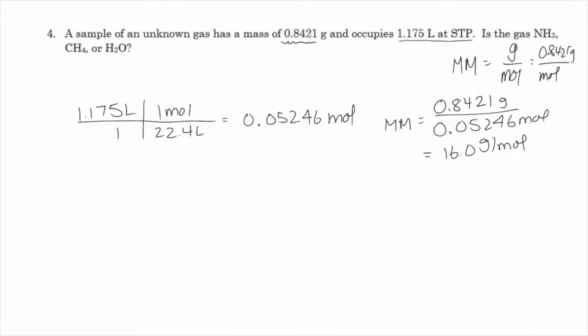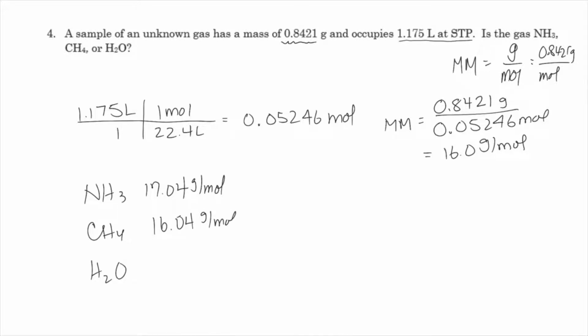Then I have to calculate the molar masses of the NH3, the CH4, the H2O, whichever one matches 16, that's what the unknown is. So the molar mass of NH3 is 17.04. The molar mass of CH4 is 16.04. And the molar mass of H2O is 18.02. So the unknown is CH4.